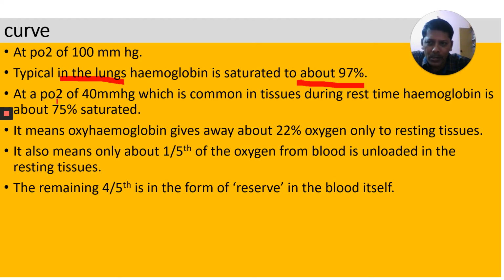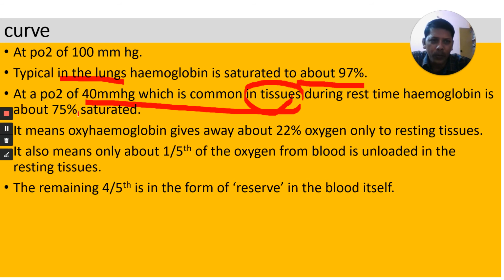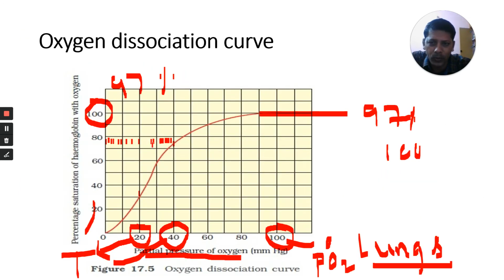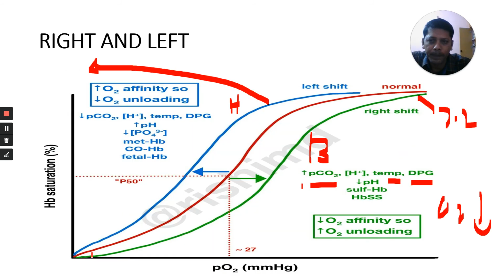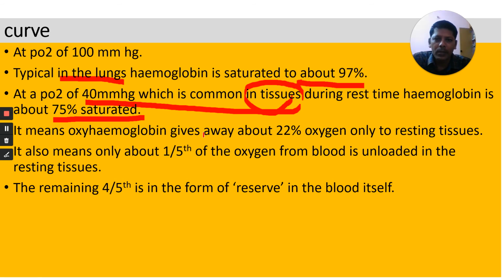When the PO2 is 40 mmHg, which is common in our tissues during rest, hemoglobin is about 75% saturated. I showed you that here: it is 75 when the PO2 is 40. Generally it is 40 at the tissues. It means oxyhemoglobin gives away only about 22% of its oxygen to the resting tissue. It also means only one fifth of the oxygen from the blood is unloaded in the resting tissues.